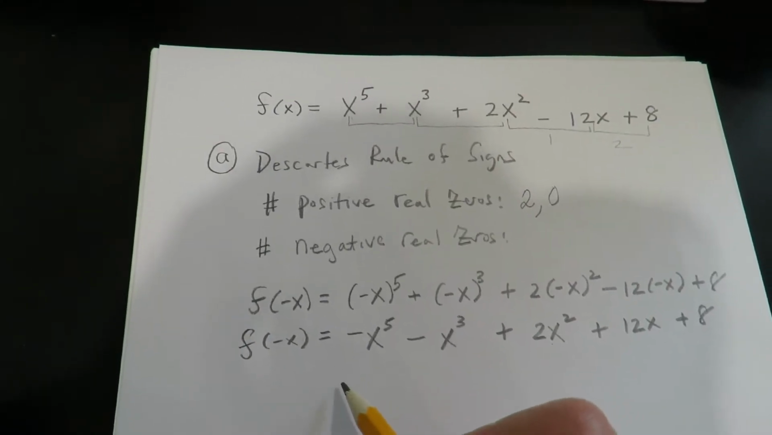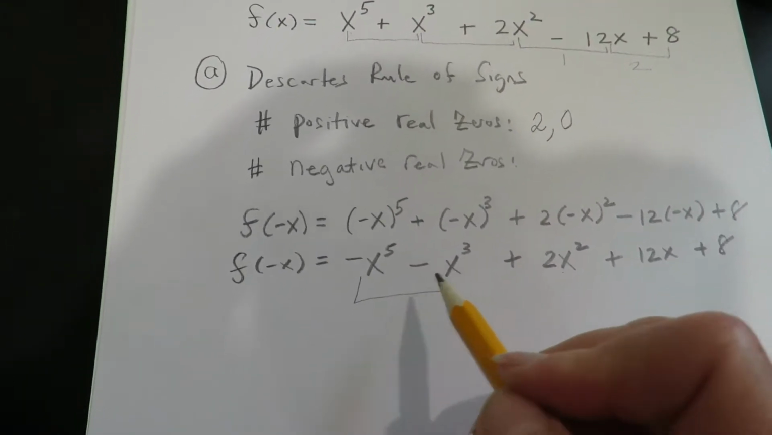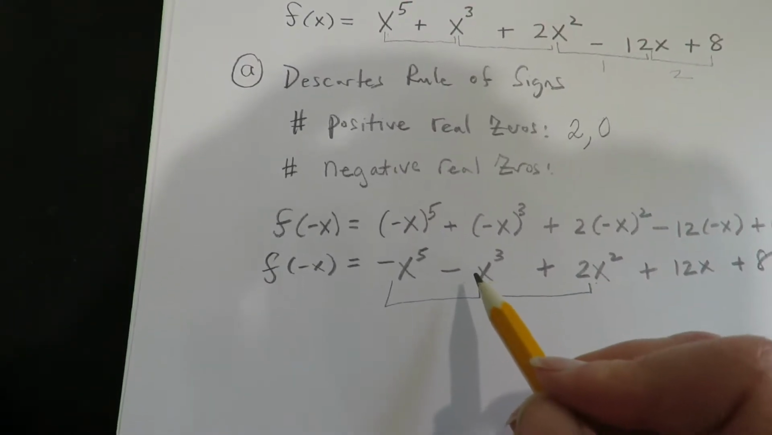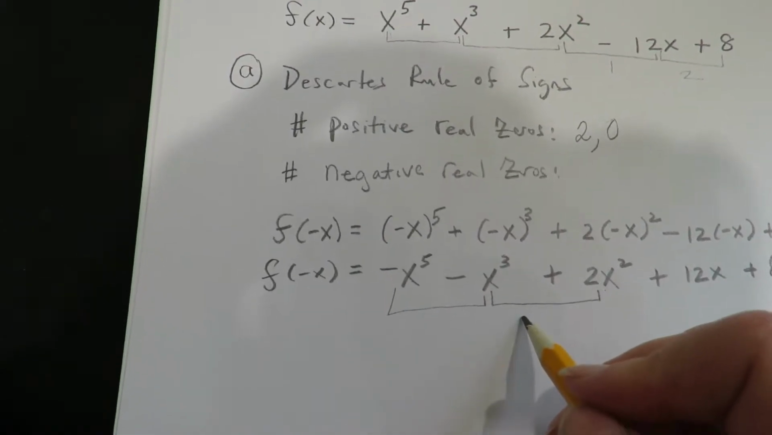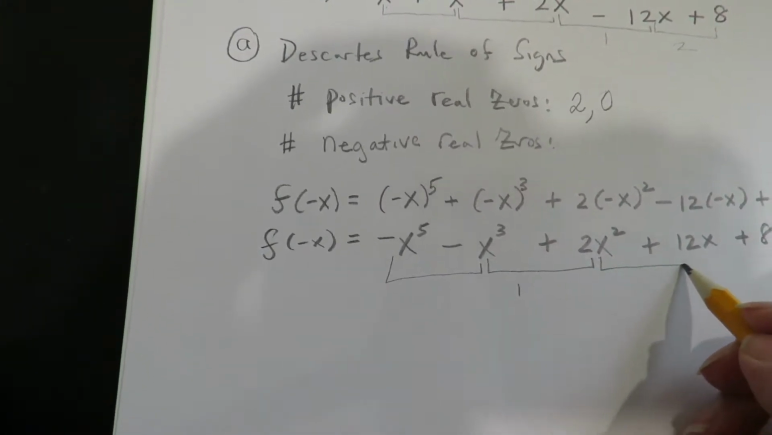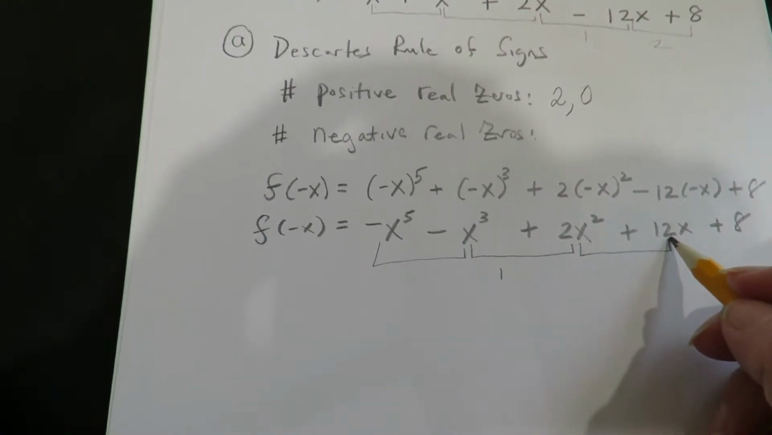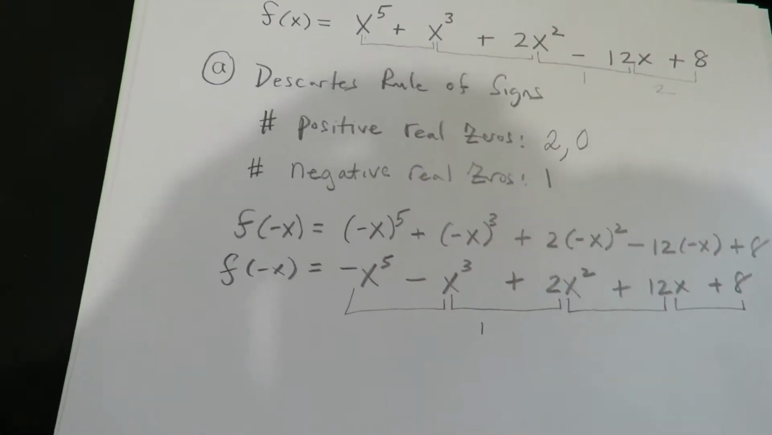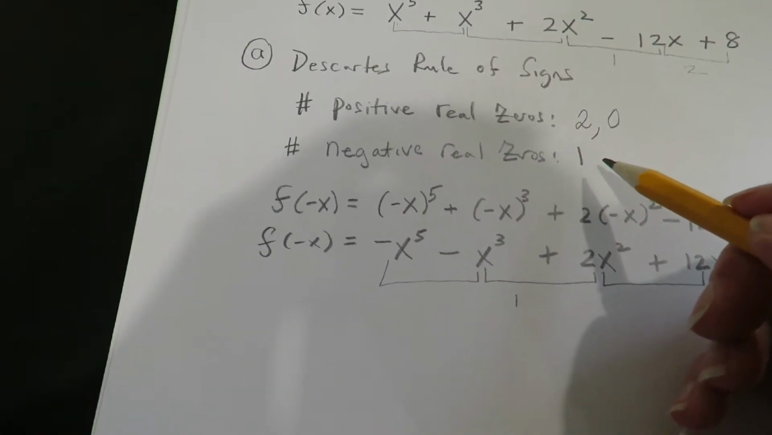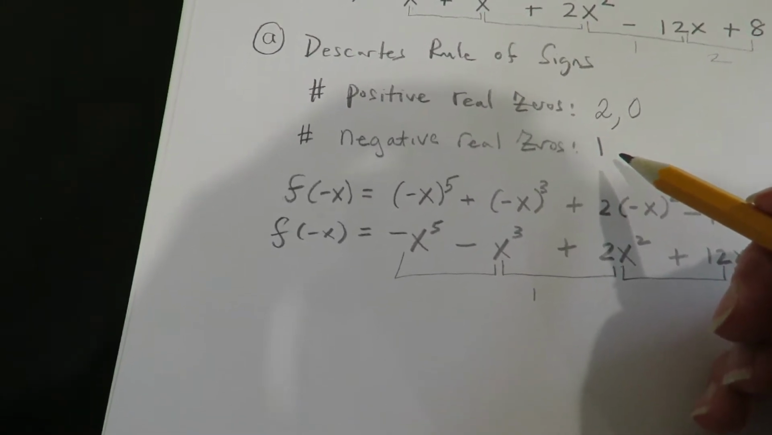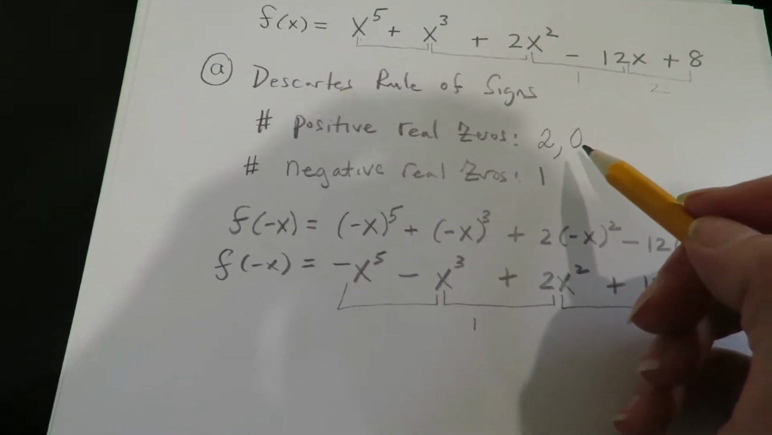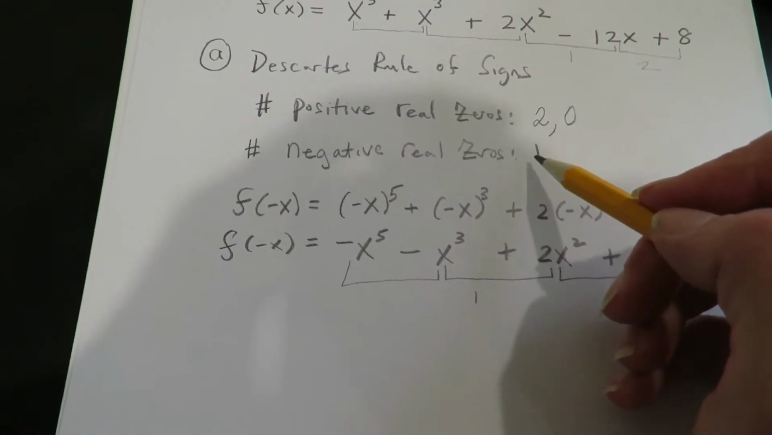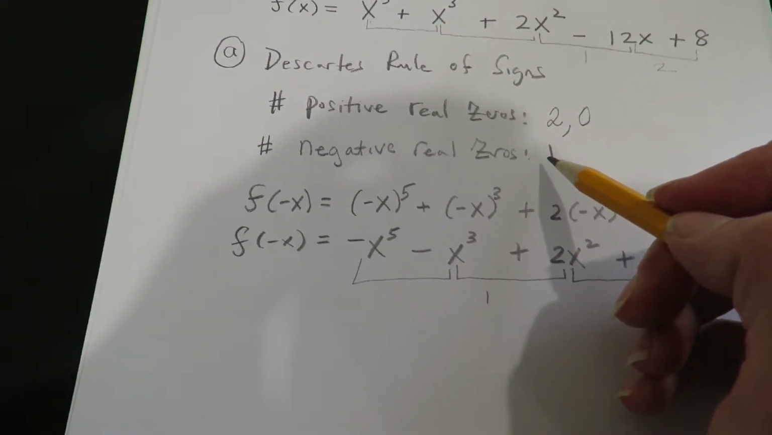Okay, so let's see how many negatives we have. Alright, so negative to a negative, that's not a change. Negative to a positive, that's a change. Positive to a positive, that's not a change. Positive to a positive, that's not a change. Okay, so it is 1. So when we write 1, we don't mean maybe it has 1, we mean it has exactly 1. So with the positive real zeros, it may have none. I don't know. It's got 0 here. But I know for sure I have 1 negative real zero. Okay?